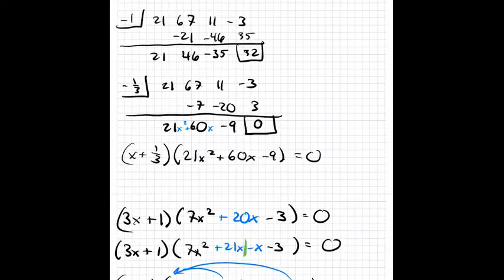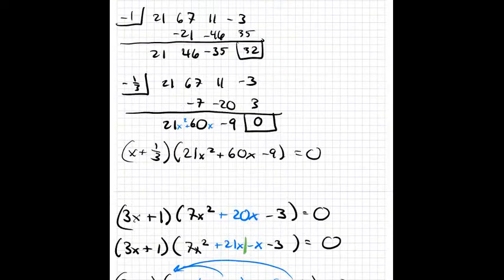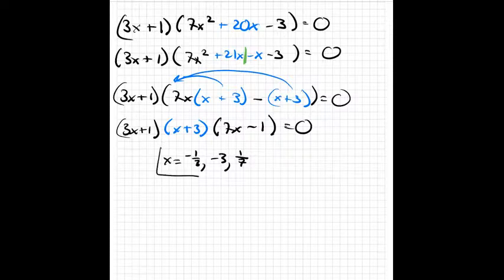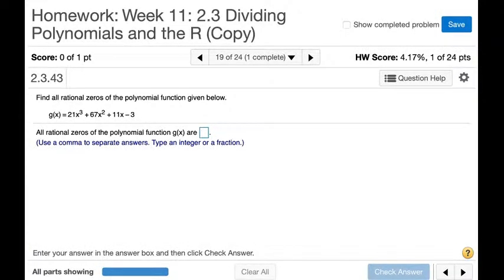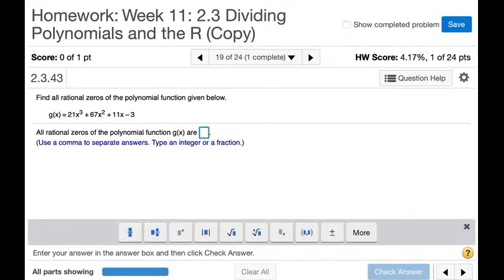So just for the sake of time, I'm not going to check it. Normally I would type the original into my calculator and then pass these through that function to make sure that they produce zeros. I'm just going to hop back over to Pearson and put those results in. All the zeros use commas.